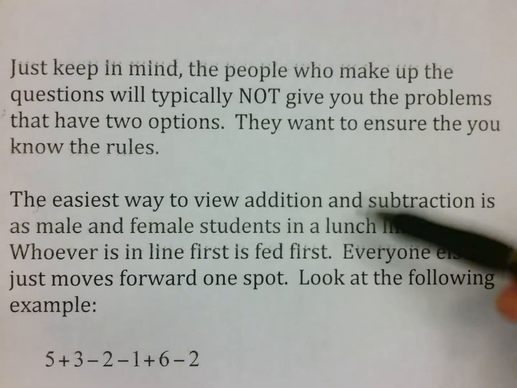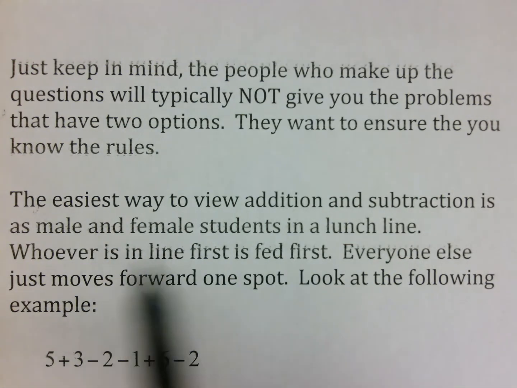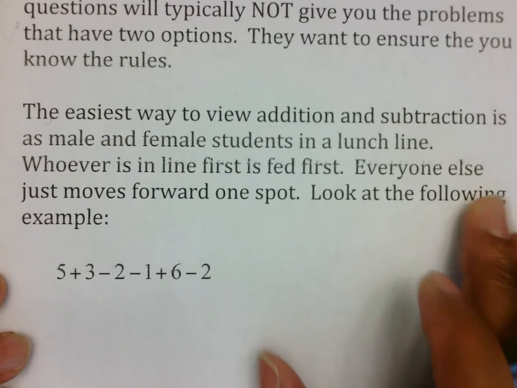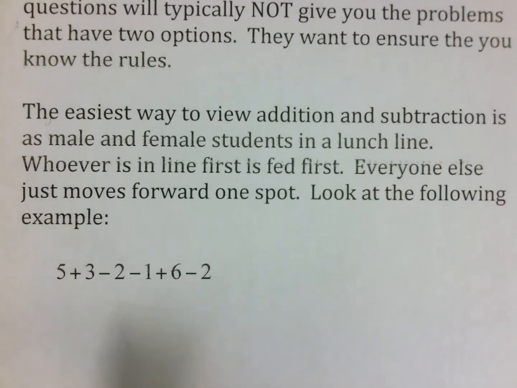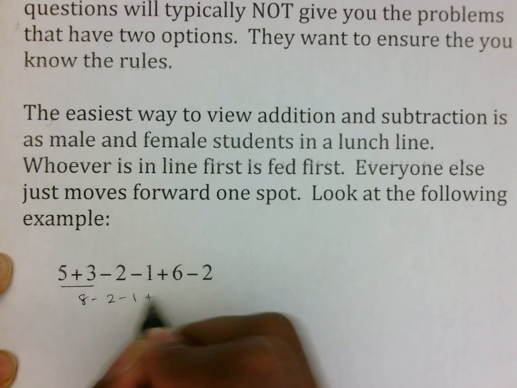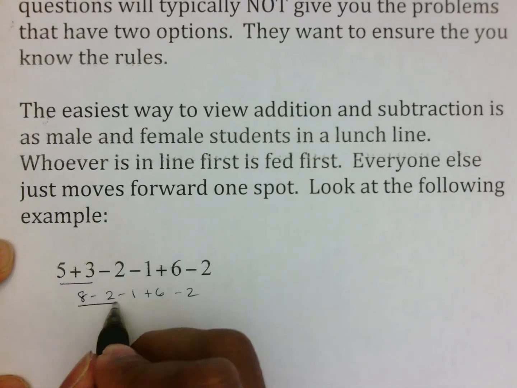Again, the easiest way to view addition and subtraction is as male, female students in the lunch line. Whoever's in line first gets fed first. So again, look at the following example and just make sure you're catching on to what's going on. I'm looking for teachers. There are no teachers in this line, so you feed the first student and you rewrite everybody else. You must rewrite everybody else in order to do this. Again, no teachers, feed the first student.